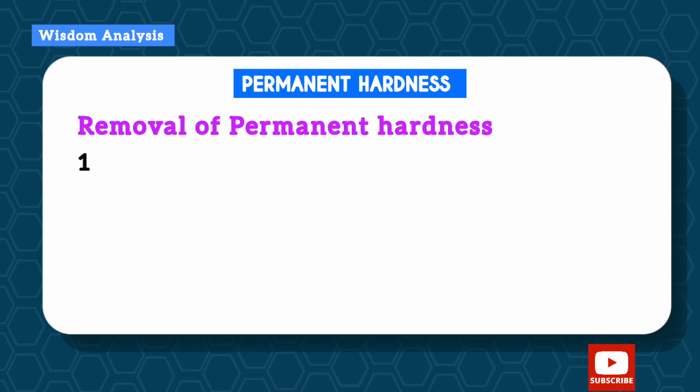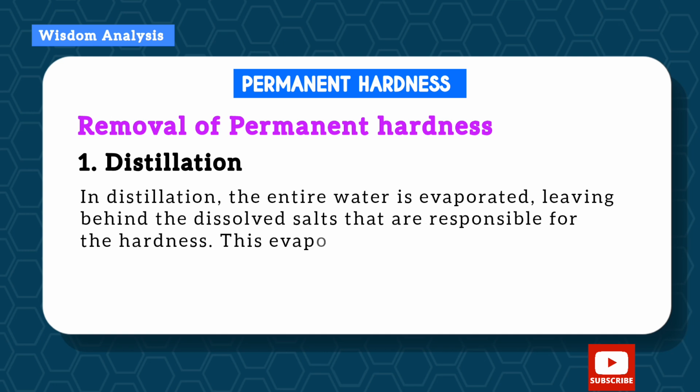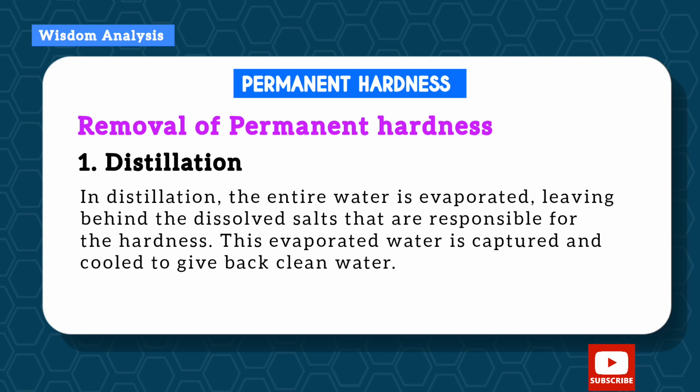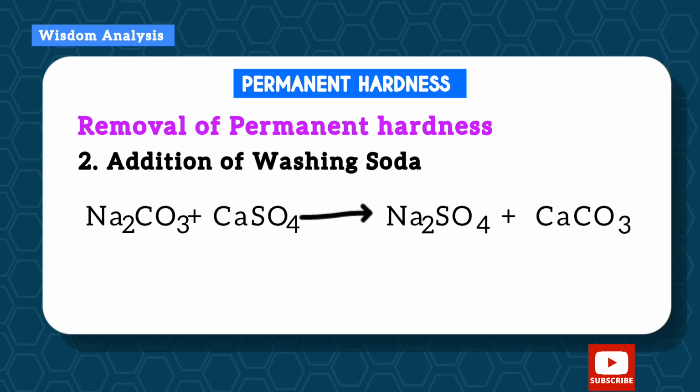Number one, we have distillation. Now in distillation, the entire water is evaporated, leaving behind these dissolved salts that are responsible for the hardness. Now the evaporated water is captured and cooled back to give us clean water. Now we also have addition of washing soda, which is sodium carbonate, and it reacts with the calcium tetraoxosulfate 6, which was soluble inside the water, and then produces calcium carbonate, which is insoluble and can be filtered out.